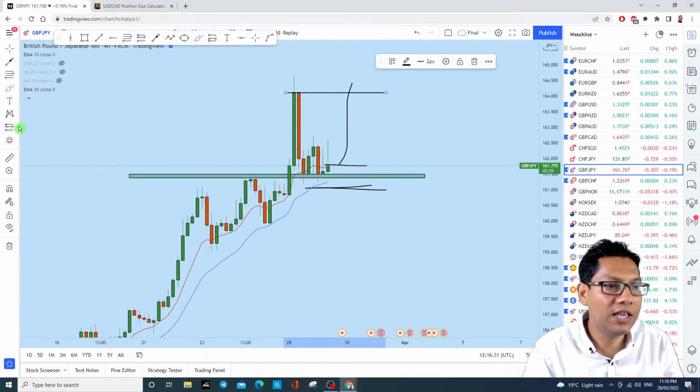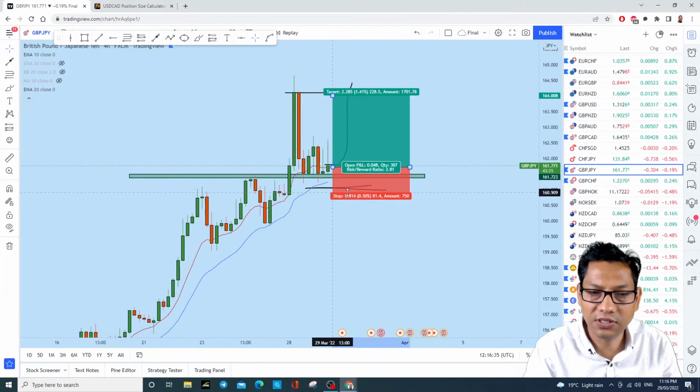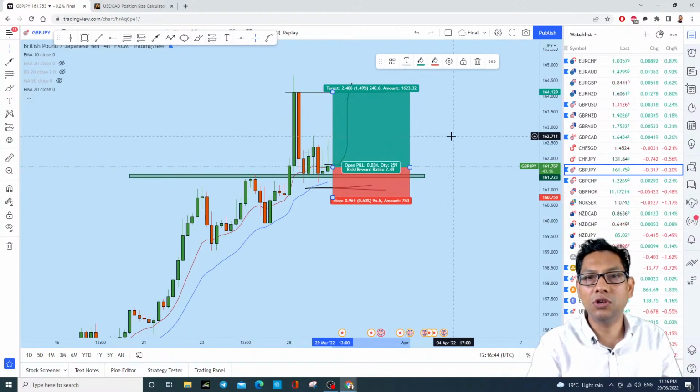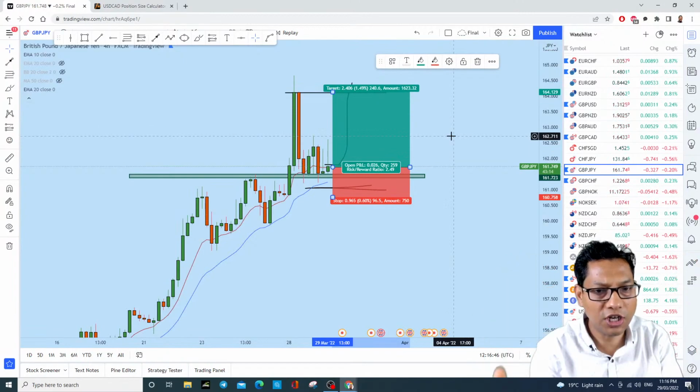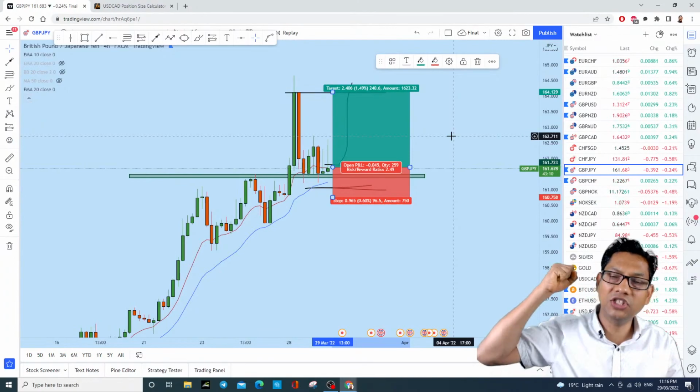So let's say I trade it long as an example. I'm still not trading, but even if you keep the stop loss here, it will give you at least 1 to 3 risk to reward. Now listen, this is not a trade signal, this is just for educational purposes. If you are trading this, then make sure you manage your risk.